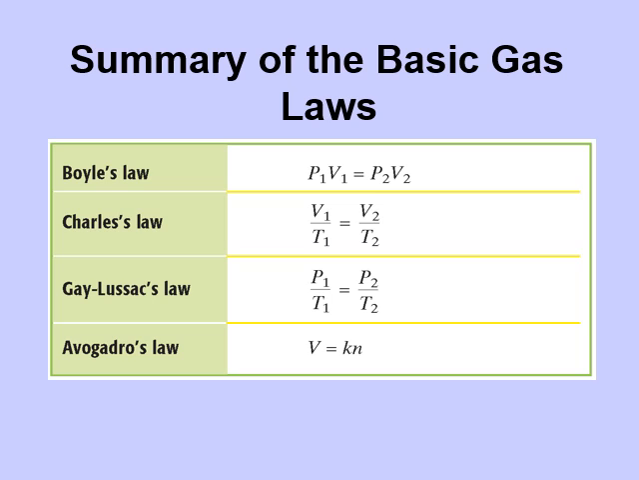So to summarize, Boyle's law is P1 V1 equals P2 V2. Charles's law is V1 over T1 equals V2 over T2. Gay-Lussac's law is P1 over T1 equals P2 over T2. Avogadro's law is on there too. I'm going to put a star by that. We won't use it explicitly, but it does come into play when we talk about our ideal gas law. So just keep that one in the back of your mind.